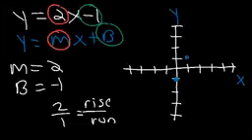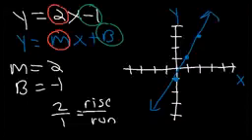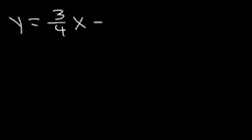So then we're going to rise 2, run 1. So the next point is going to be over here. And at this point, we can draw a straight line. And so that's how you can graph an equation in slope-intercept form. So let's try another example. Go ahead and graph y is equal to 3 over 4 x minus 2.